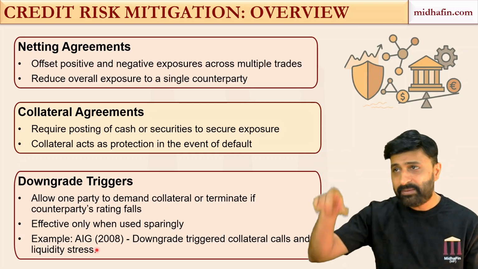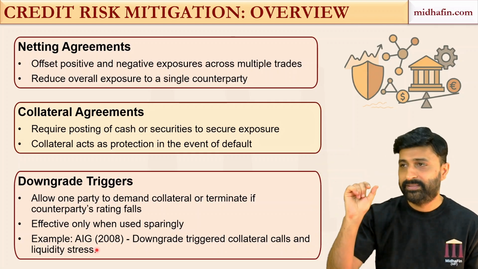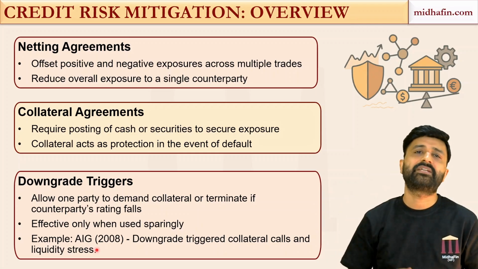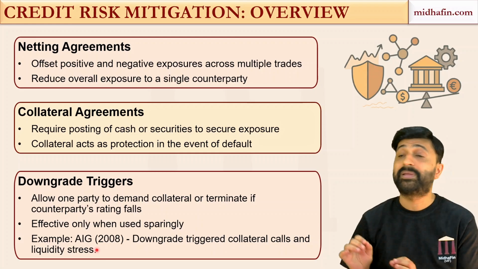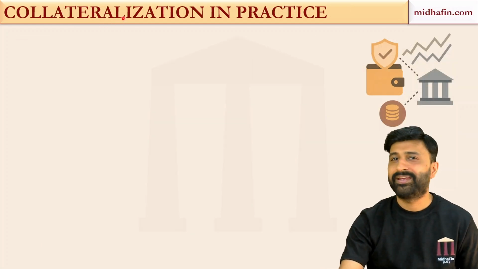So these three mechanisms, netting, collateral, and downgrade triggers, form the foundation of how banks protect themselves against counterparty risk before it ever becomes a loss. Okay, let's discuss collateralization in practice.